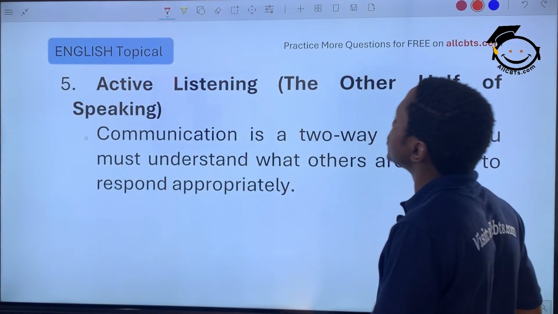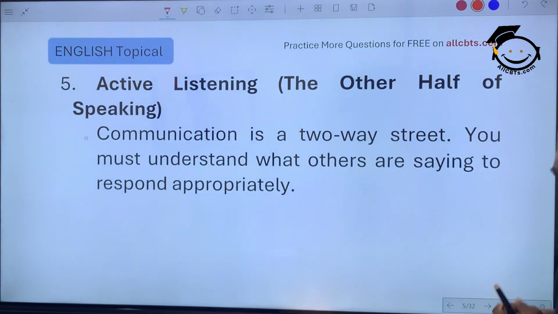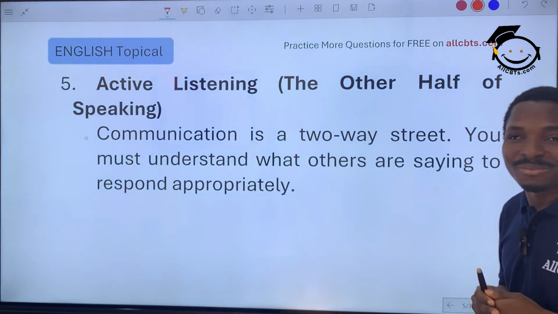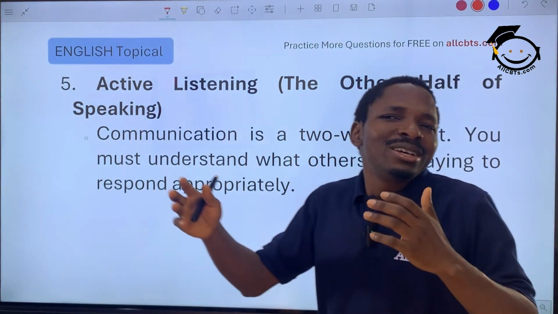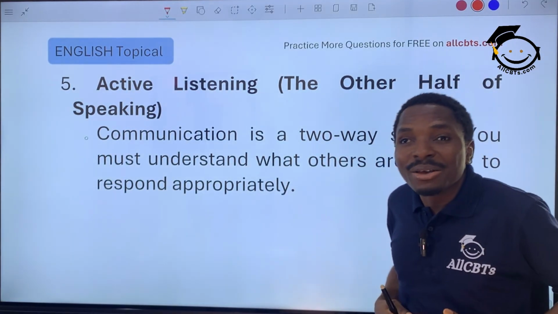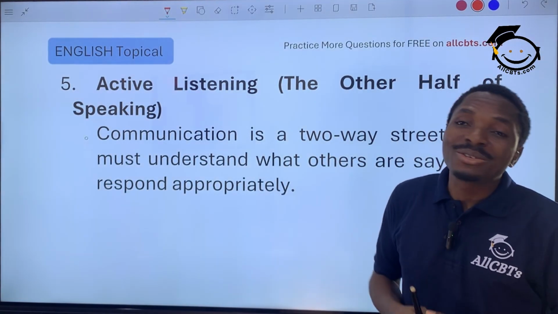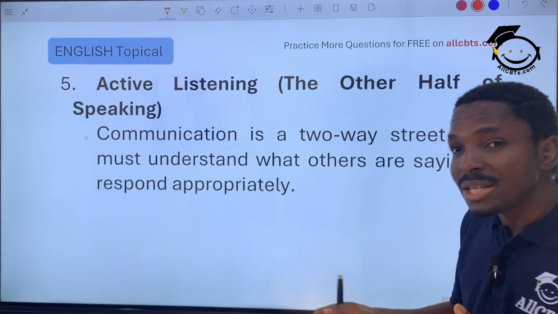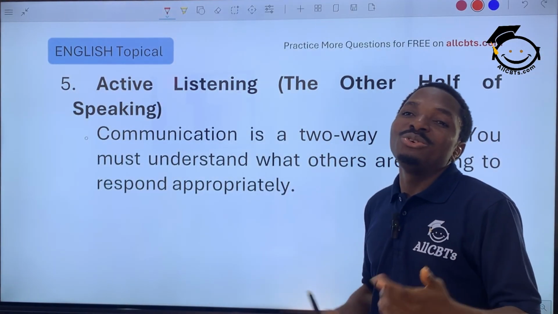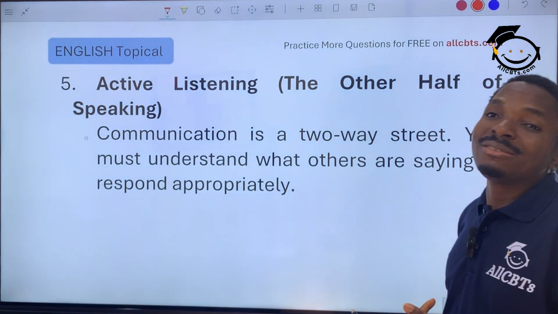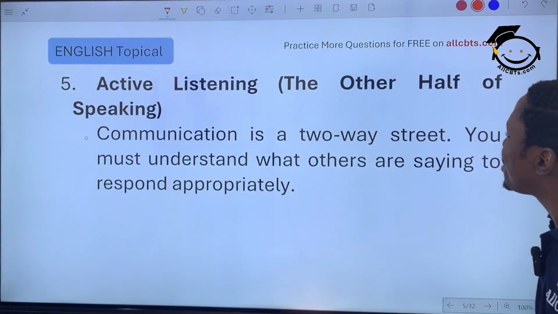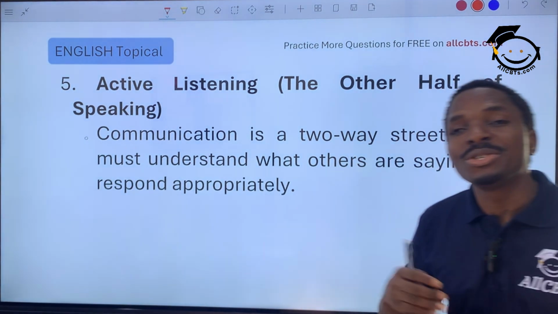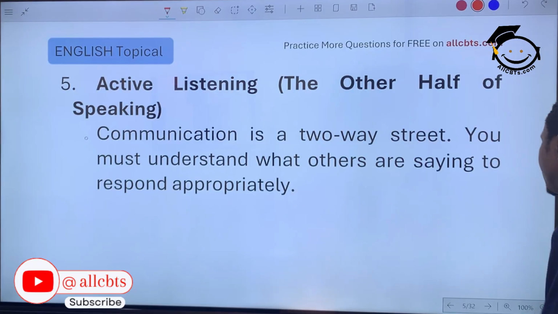Then you have active listening. Many people don't know that listening is part of communication, because communication happens between two people. You can't communicate by yourself, of course. You can if you are soliloquizing, but communication is a two-way thing, and even when you are soliloquizing, you are actually talking to your inner man or your spirit, right? So communication is a two-way street. You must understand what others are saying to be able to respond appropriately. So this is a factor.